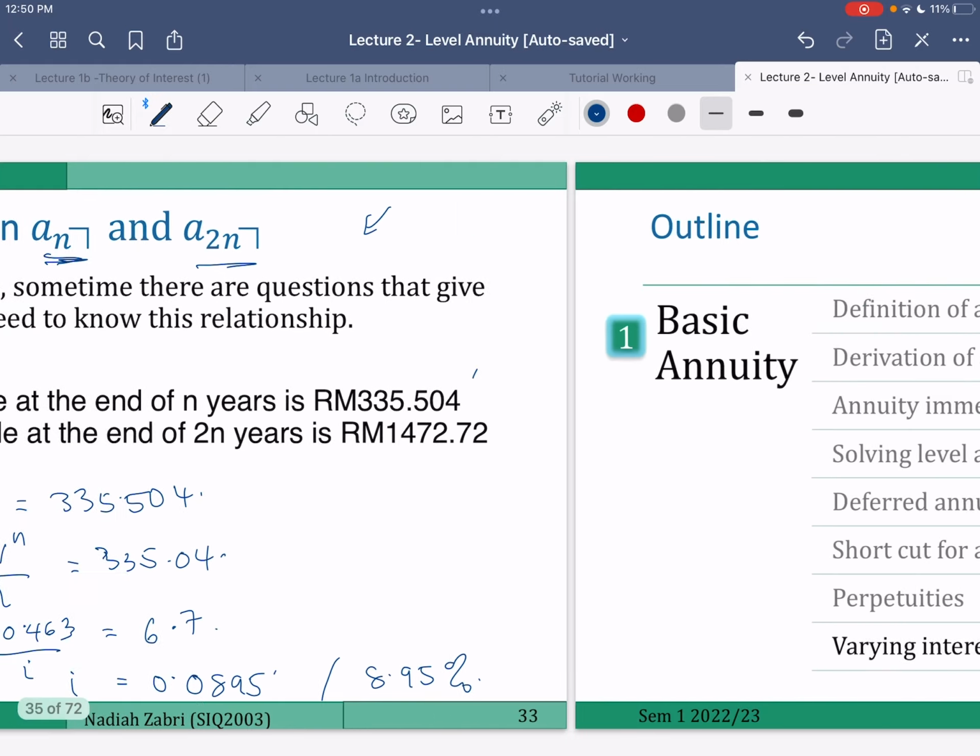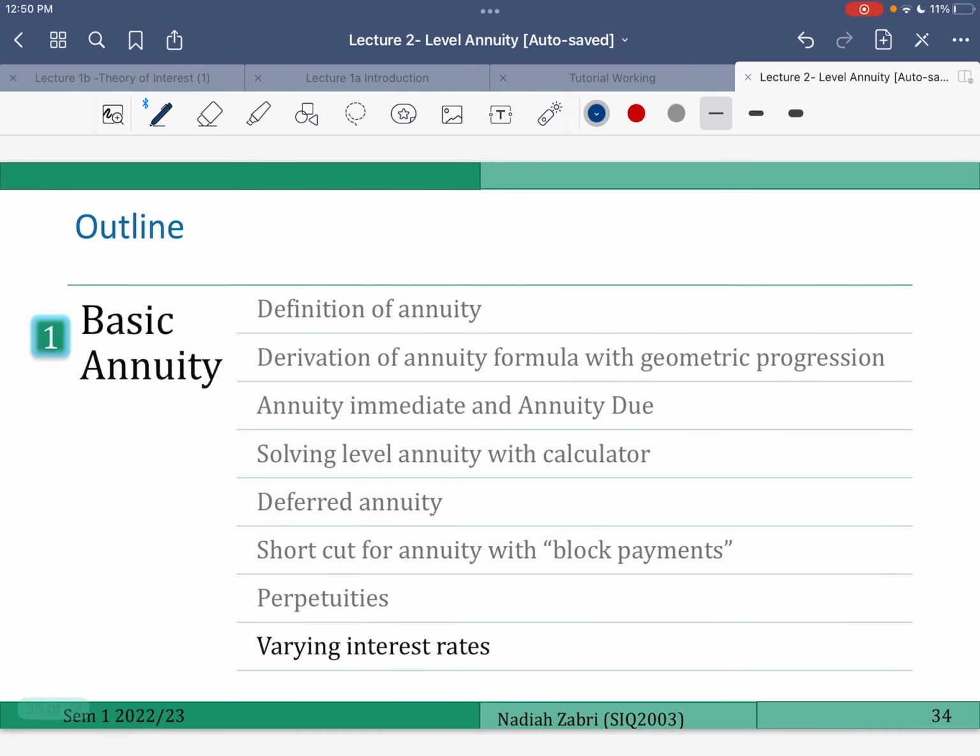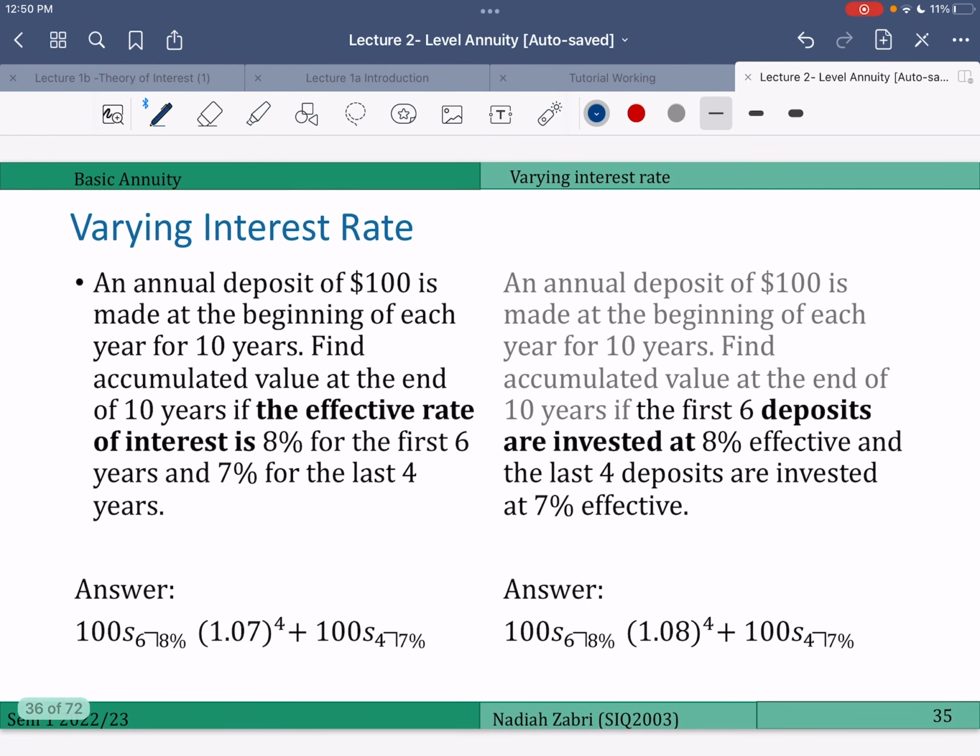Alright, moving on. Varying interest rate. Okay, I just want to highlight to you that there are two separate types of varying interest rate that you can come across. First, let's read this. An annual deposit of 100 is made at the beginning of each year for 10 years. Find the accumulated value at the end of the 10 years if the effective interest rate is 8% for the first 6 years and 7% for the last 6 years.